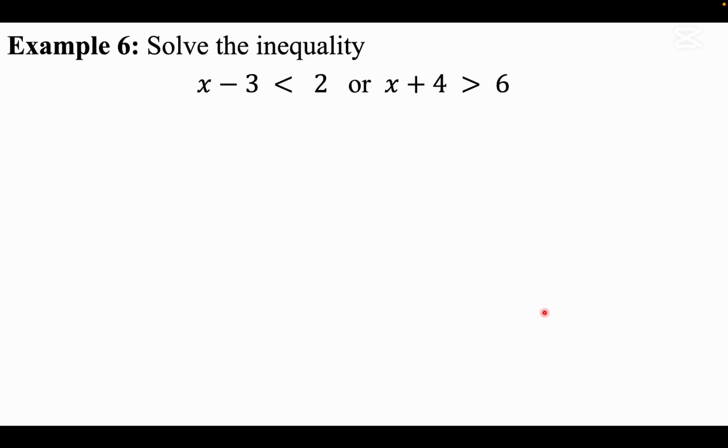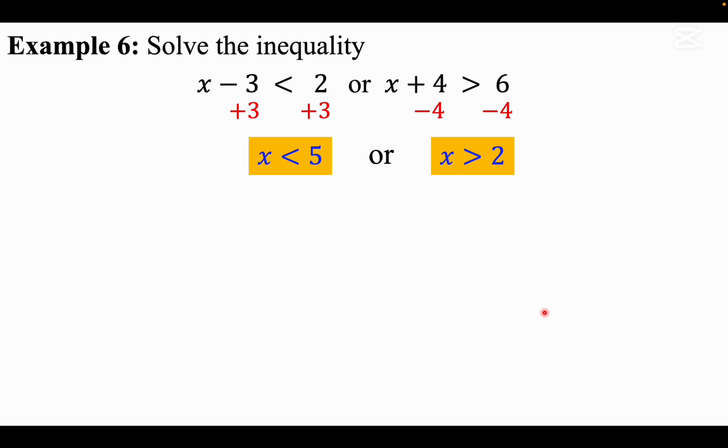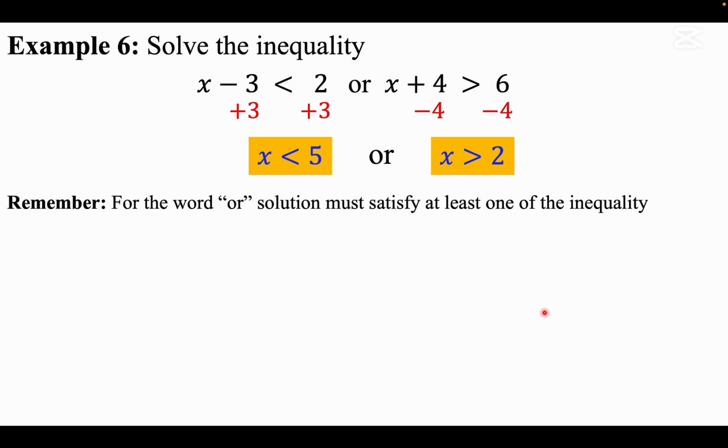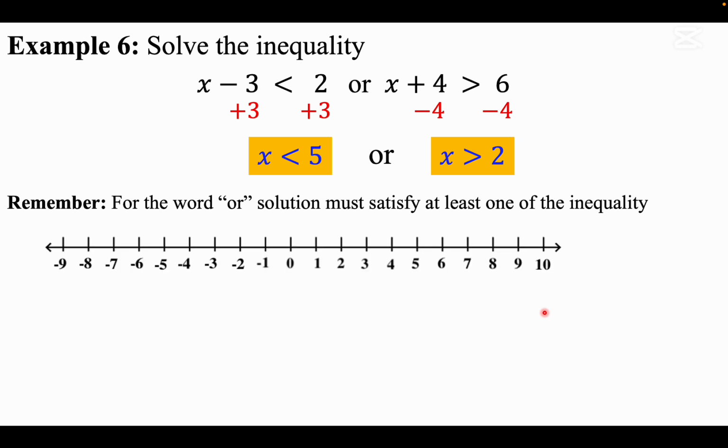For example 6, we have the word or. So let's go through the process. Let's add 3, x is less than 5, and then let's subtract 4, x is bigger than 2. So since it's an or, it just needs to work on one of those inequalities, right? It needs to satisfy at least one of the inequalities in this case. So let's graph the solution set.